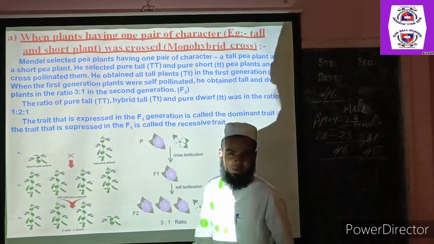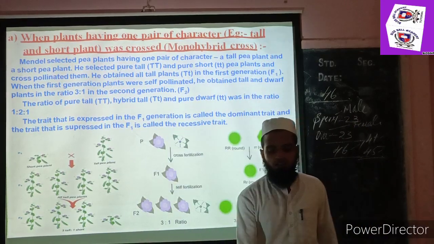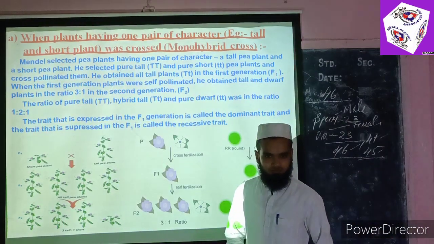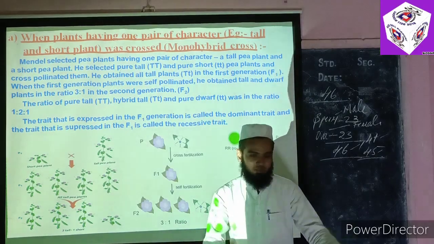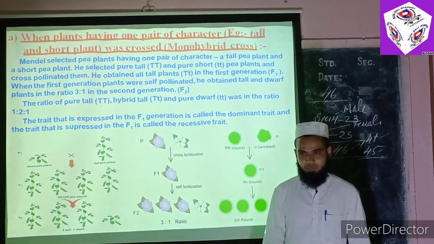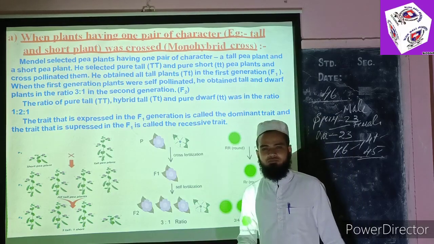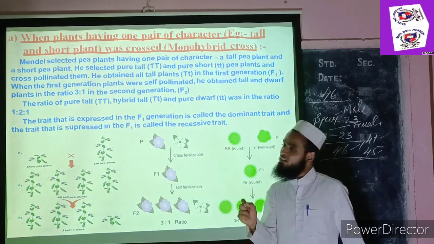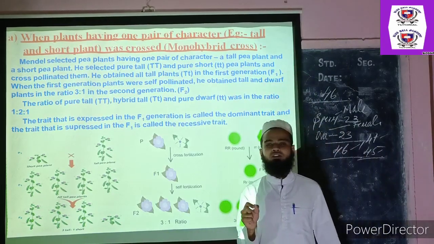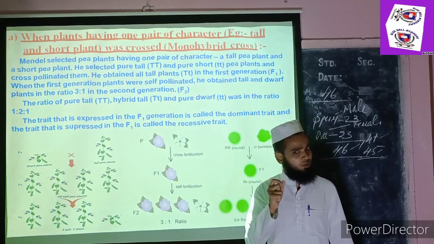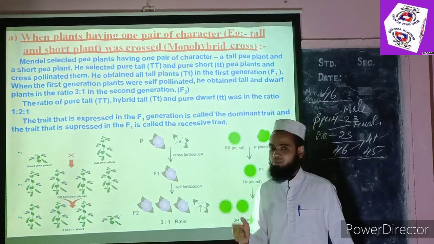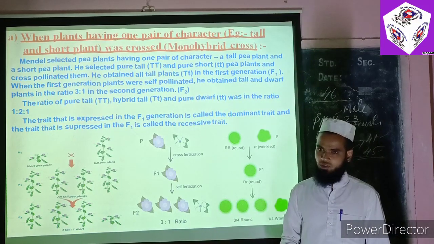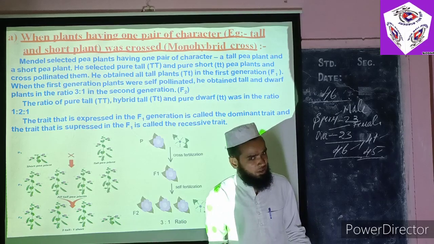Before going to Mendel's experiment, why did Mendel select the pea plant? Why couldn't he select another plant? If you are going to select something, there should be some special property. In the same manner, the pea plant has some special properties of character, and because of that Mendel selected it. Pea plants can be grown everywhere. You can grow them in open ground, and even in a pot.